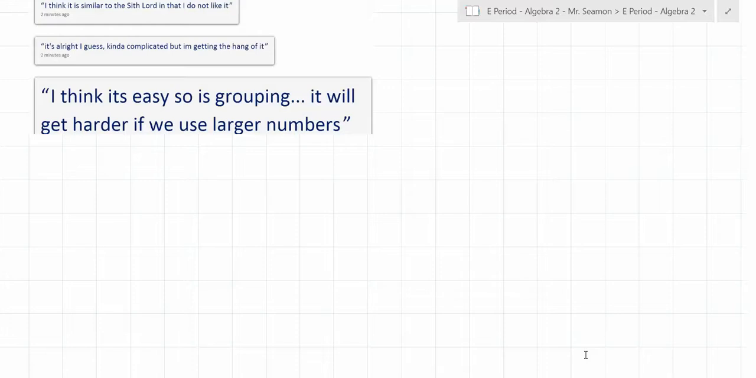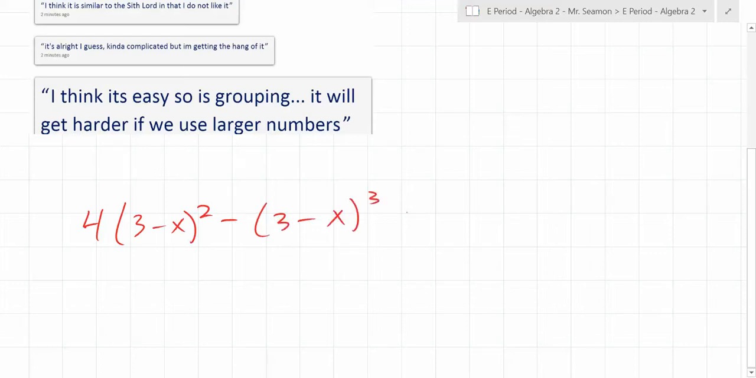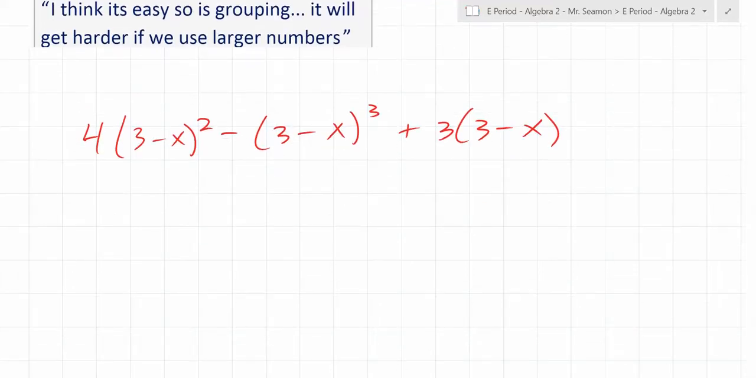Okay, so you have 4 times 3 minus x squared minus 3 minus x cubed plus 3 times 3 minus x. So if you're going to factor this, what do you notice about all three of the terms? What can you pull out? Yeah, so start by pulling out 3 minus x, and what are you left with?